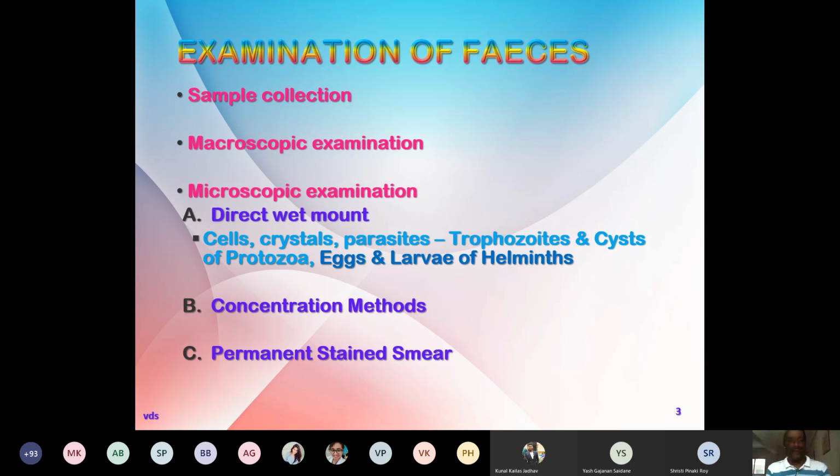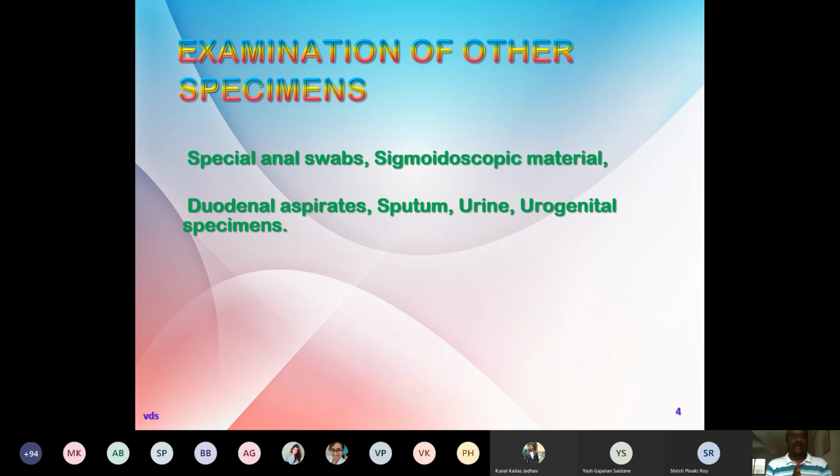Then permanent stained smears. We can also stain the slides permanently so that we can preserve the slides for further reference. Then, examination of other specimens, particularly with respect to intestinal infection, we can collect special anal swabs, particularly with Enterobius vermicularis, sigmoidoscopic material, duodenal aspirate, sputum, urine, urogenital specimen. These are the other specimens which can be collected when there is an intestinal infection.